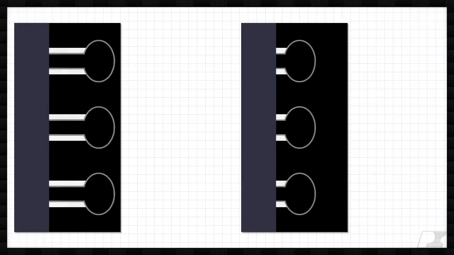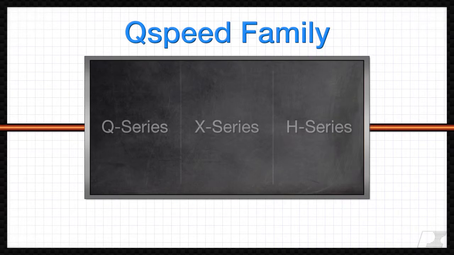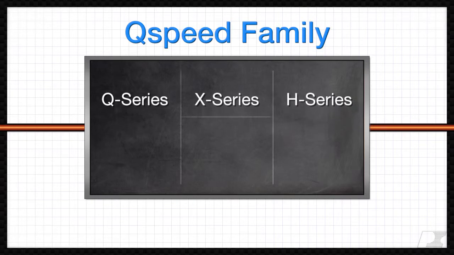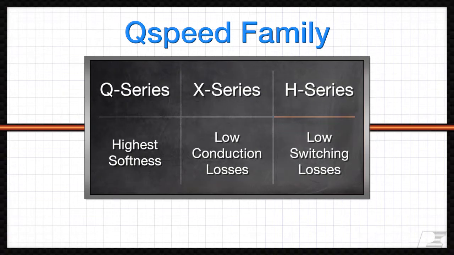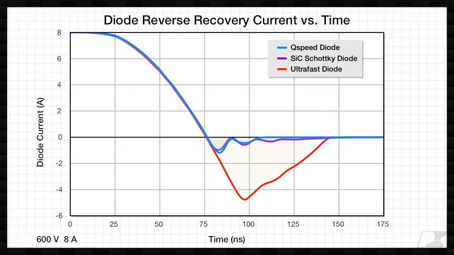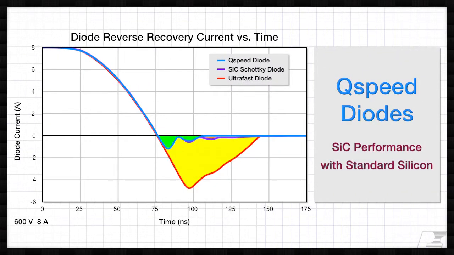Variations in the length of the Schottky channels lead to different P-well conduction voltages, allowing design trade-offs between lower conduction losses and softer, more efficient recoveries. This leads to our entire QSpeed family, with diodes customized for every application, like the softest Q series, lowest conduction loss X series, and lowest switching loss H series. Their innovative construction helps QSpeed diodes eliminate more than 80% of switching losses seen in ultrafast diodes, while maintaining excellent softness to reduce EMI noise. That's performance similar to silicon carbide Schottkys in a standard silicon process.